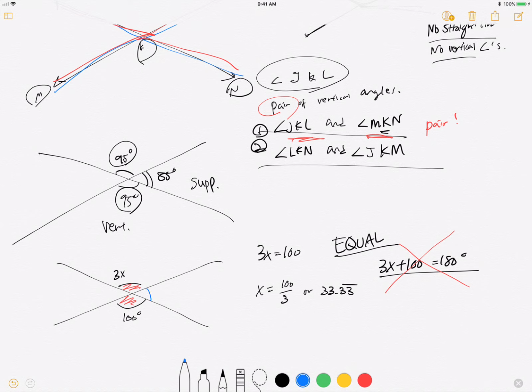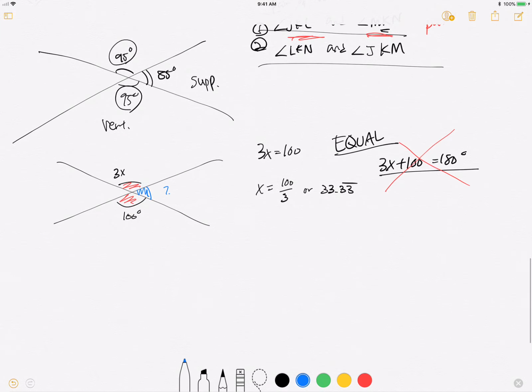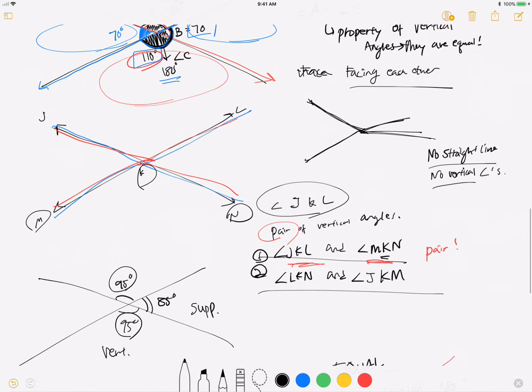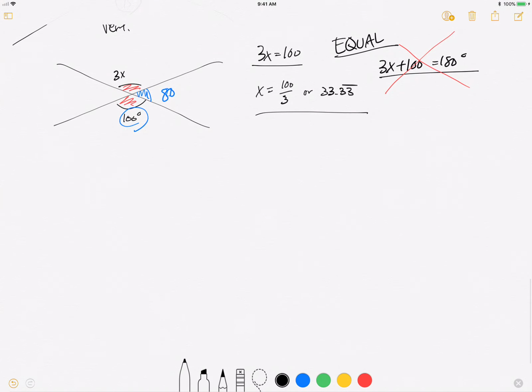Supplementary angles would be the ones right here, like the blue and the red together should give you 180. But I don't know what this is, so I can't solve for it. Or actually, I can solve for it if I have 100, which is just 80 degrees, right? So whenever I give you vertical angles, they're always going to be equal to each other. That's it. The next one that we're going to talk about is actually all three put together in one.